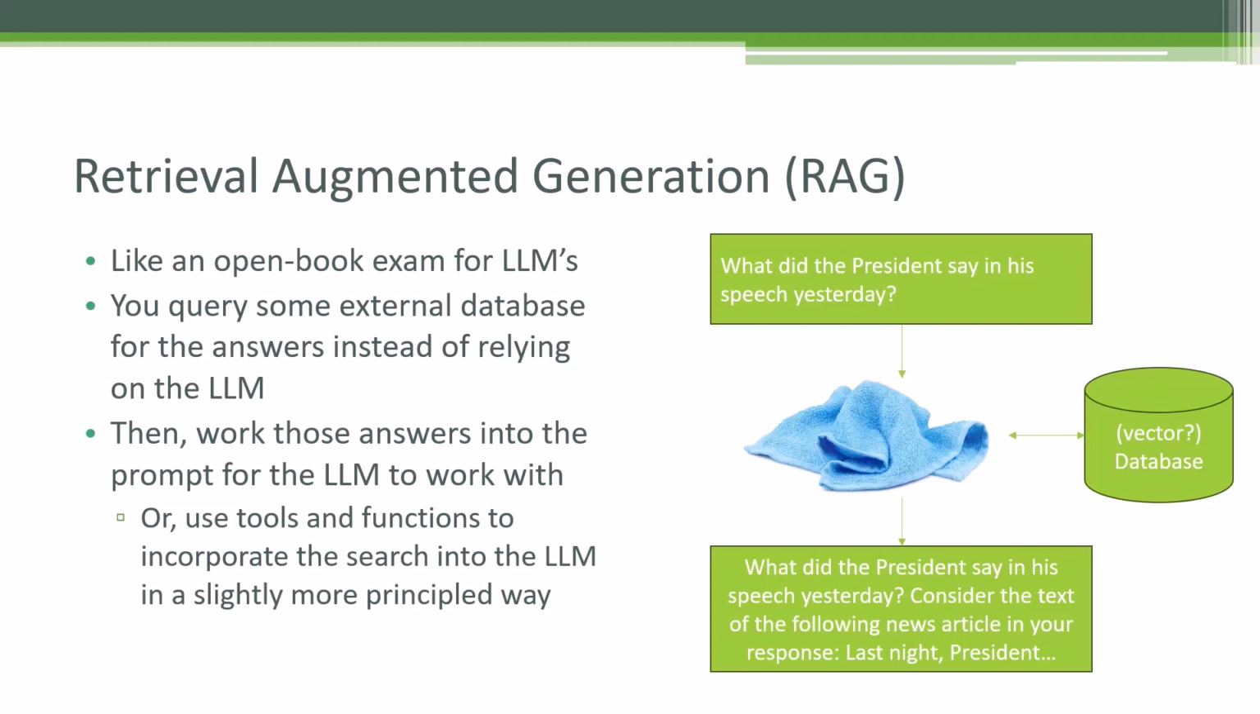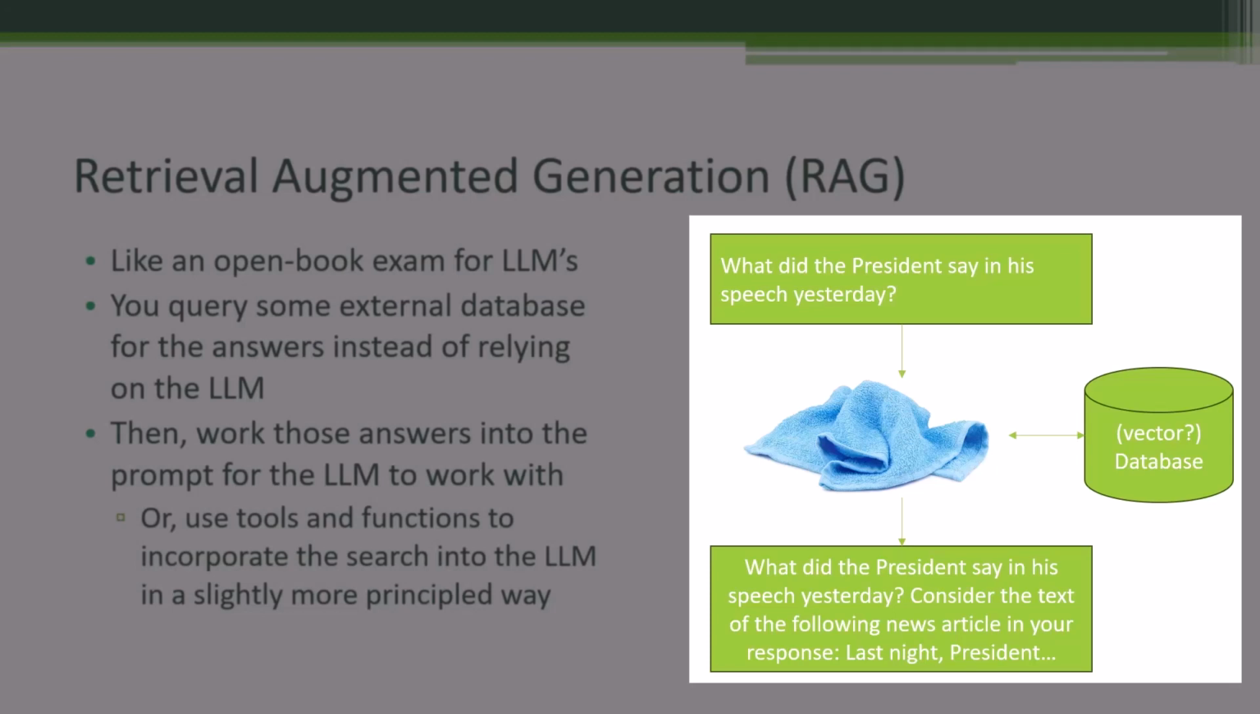So let's take a look at this example on the right here. Let's say I'm asking my chatbot, what did the president say in his speech yesterday? Well, we all know that most large language models like GPT and whatnot have only been trained up to a certain date in the past, right? So they typically don't have up-to-the-date knowledge. Let's imagine, though, that we pass that into RAG, like my little picture of a rag there.